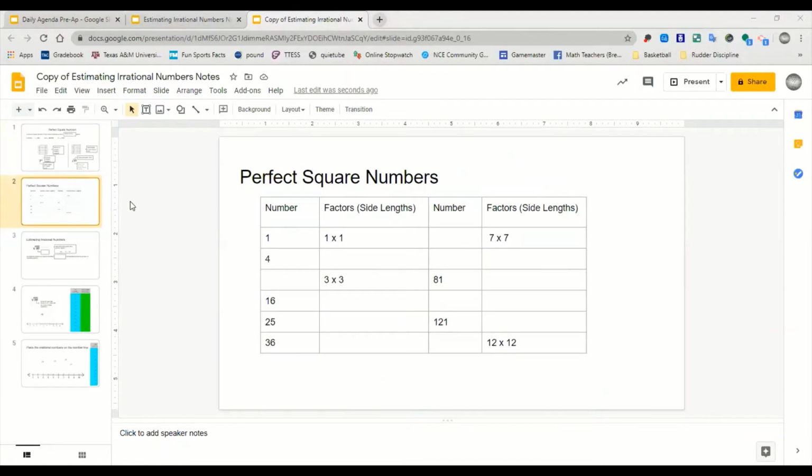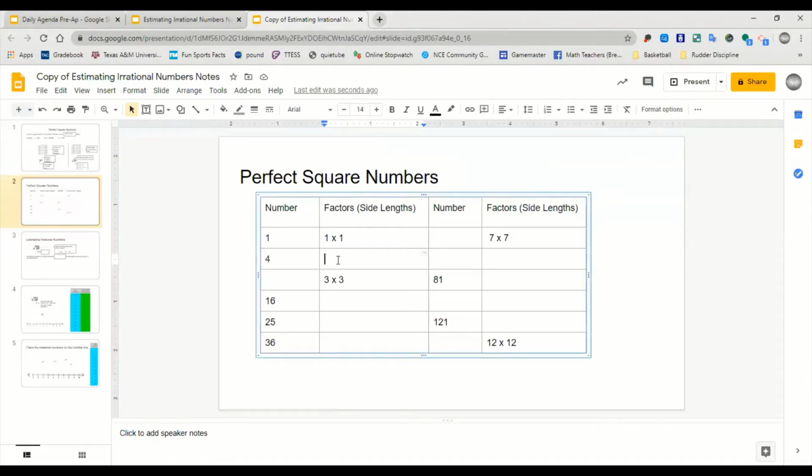I want you guys to help me fill in this table. If the perfect square number is 1, then I know the square is 1 by 1, because that's the duplicate factor that makes 1. Let's do 4. Let's say the area of a square is 4. What's my duplicate factor? Good, Yassine. 2 times 2, because that's duplicating, and that gives me an area of 4. Well, what's the perfect square number here?